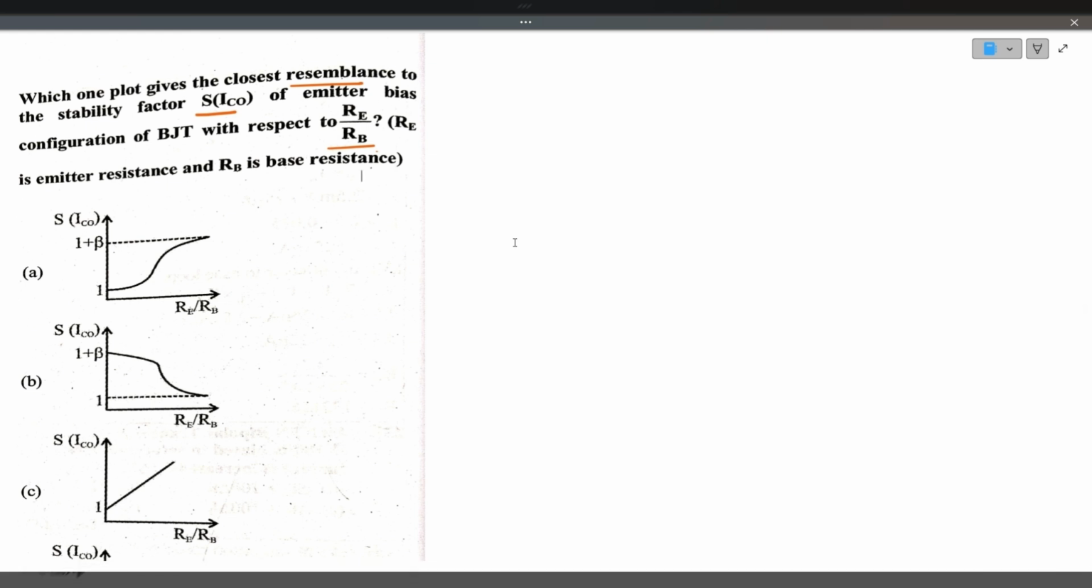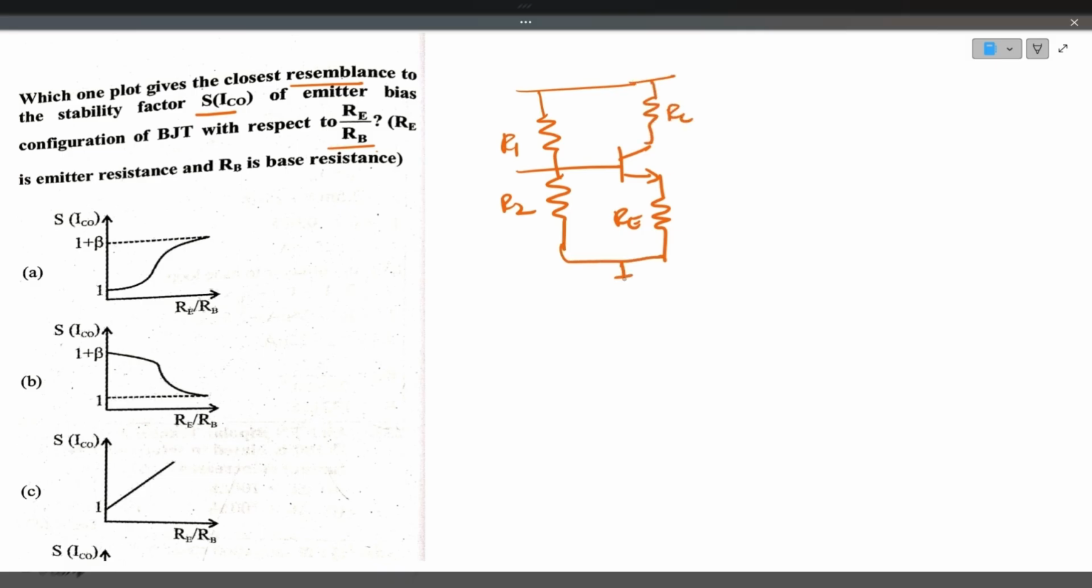Emitter bias is almost equal to the potential divider method. First we'll see the circuit and we'll derive. This is the circuit for us. This is R1, R2, the transistor, the emitter resistor, and this is a collector resistor. This is ground and this is VCC.